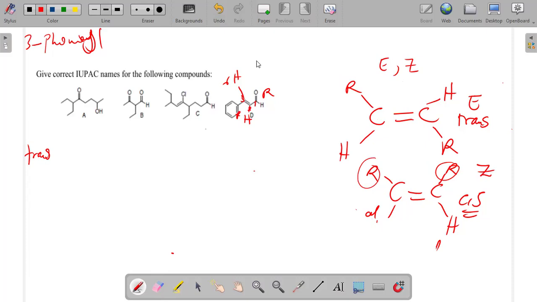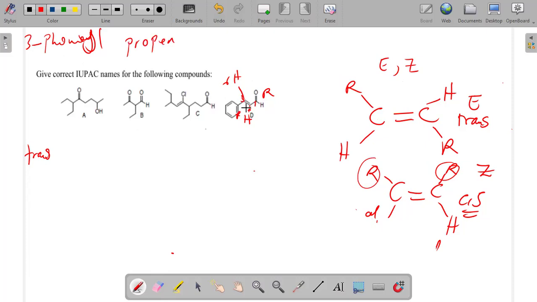Okay, so let's do that. Now we are saying the longest hydrocarbon chain is a propene, isn't it? 3 carbons, it's a propene. So now here we're having a double bond, so this is going to be called a propene like this, isn't it?